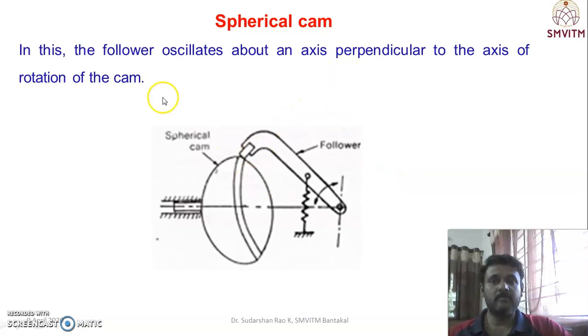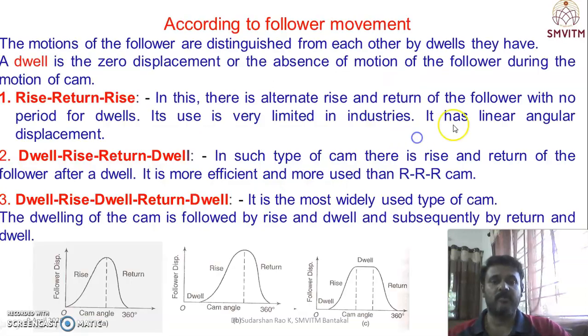The spherical CAM, in which the follower oscillates about the axis perpendicular to the axis of rotation of the CAM. So it is a sphere. In the sphere, the groove is cut and the follower will follow this groove. So this gives the oscillatory motion of the follower.